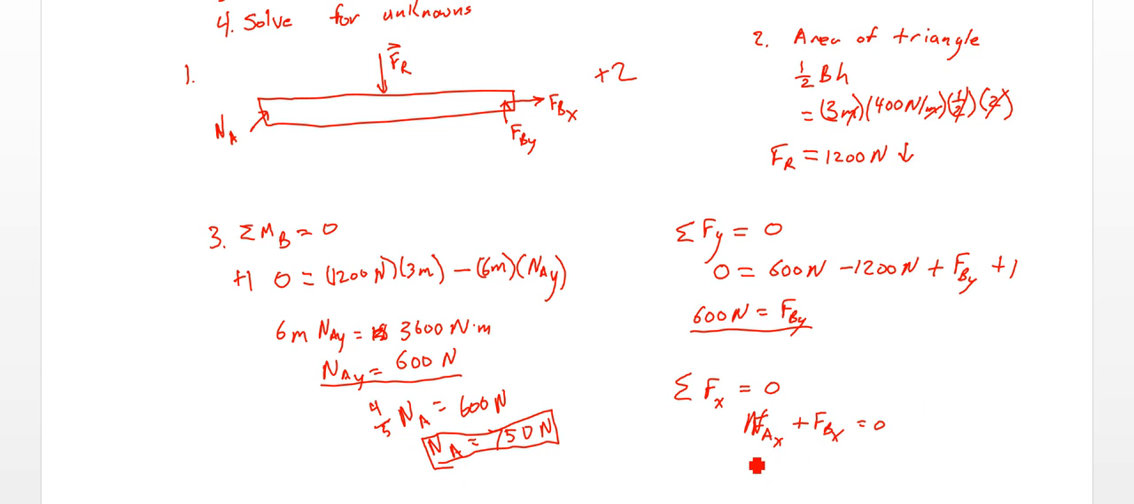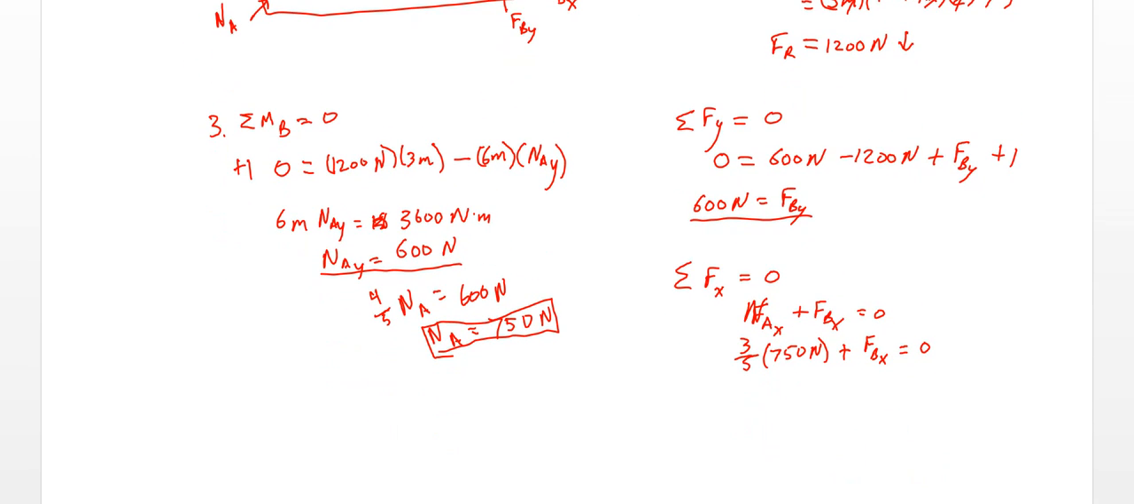So here in the x direction we'll have 3/5 times 750 newtons plus BX equals 0. So dividing 750 by 5 gets us 150. Multiplying that by 3 is 450. So this is 450 newtons plus FBX equals 0. So FBX on that side equals negative 450 newtons. So that's going in the direction to the left there.